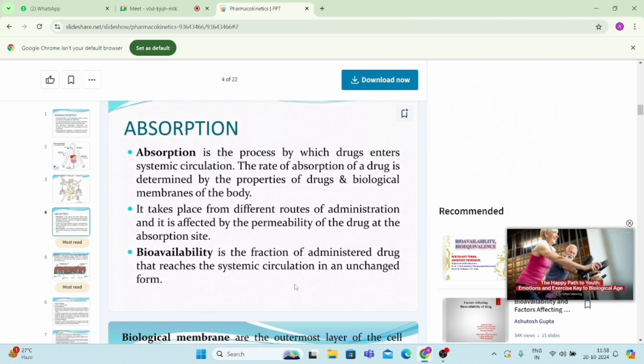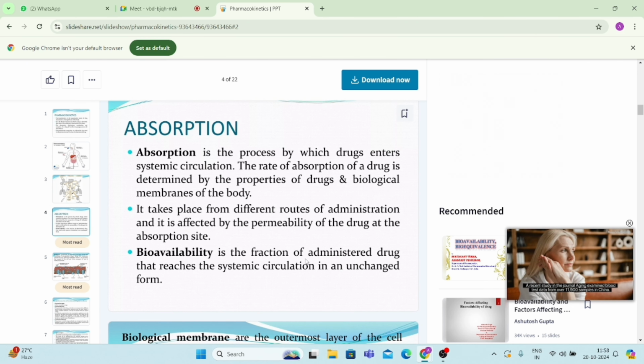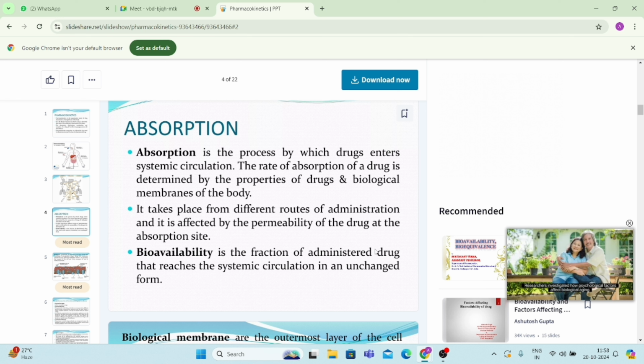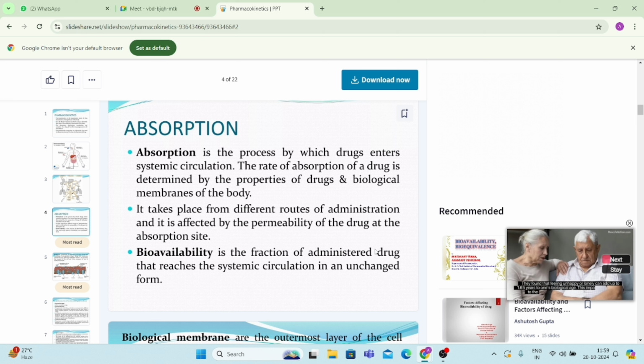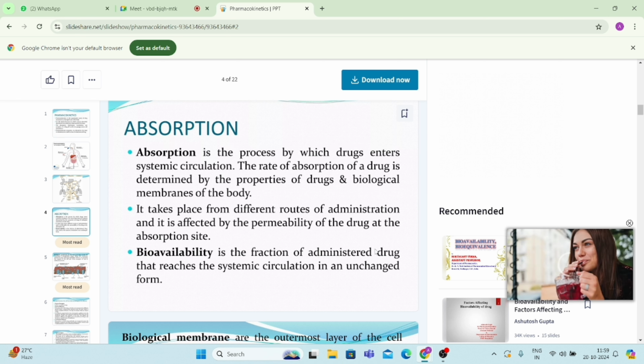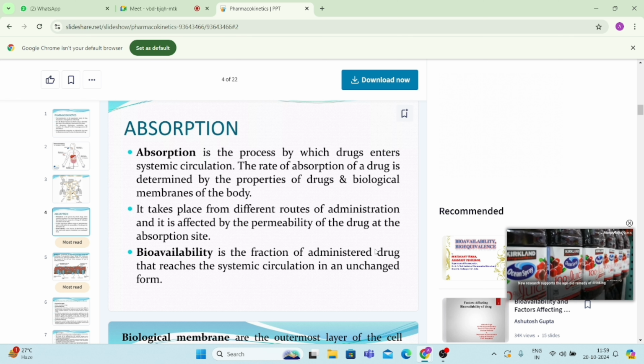Now let us see what absorption is. Absorption is a process where a drug enters your blood. If a drug has to be absorbed, it has to show properties which are suitable for your body or for your systemic circulation. Then only the absorption will be in a proper way.